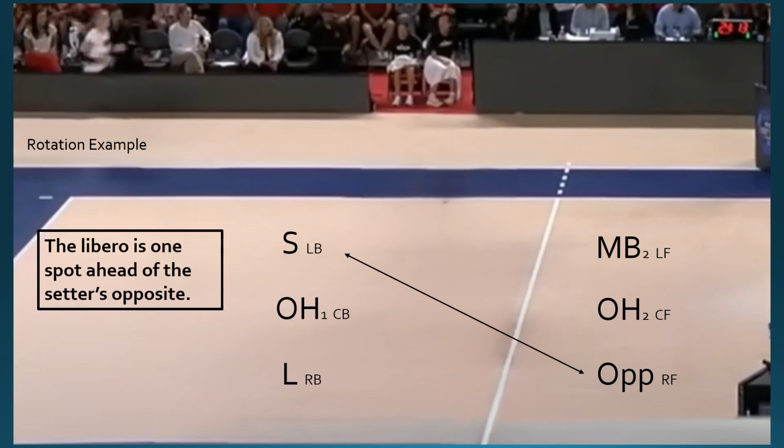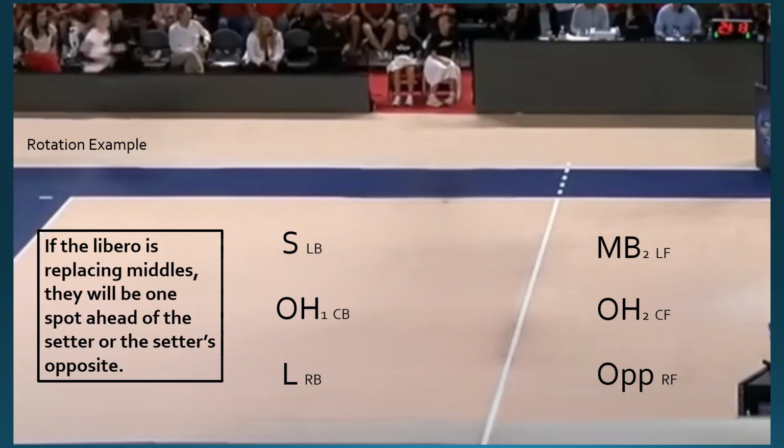With the setter in left back, the libero can't be one spot ahead of the setter anymore, of course, because the libero can't be in the front row. But notice that now the libero is one spot ahead of the setter's opposite. So the more general statement of the pattern is that if the libero is replacing middles, they will be one spot ahead of either the setter or the setter's opposite.